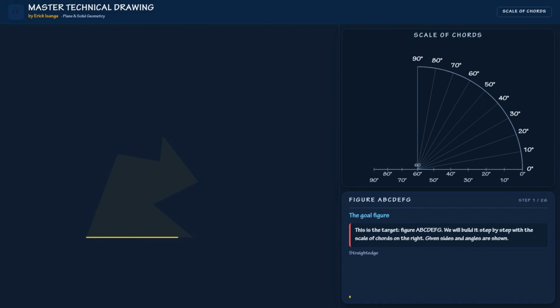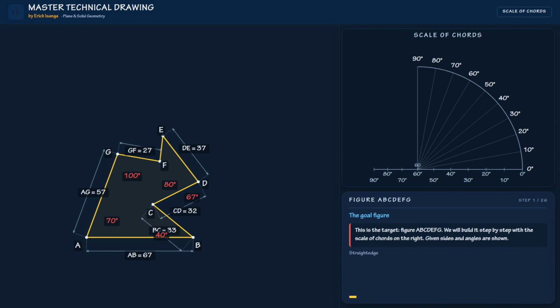Let's construct the polygon ABCDEFG. Study the finished figure first. Every side has a given length, and every angle is transferred from the scale of chords on the right.